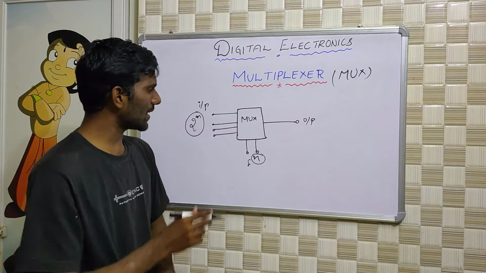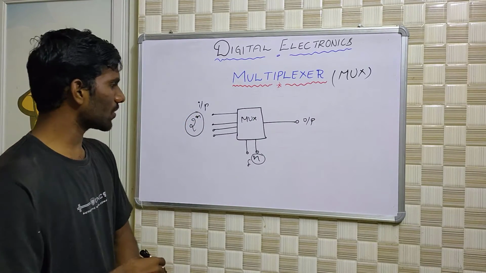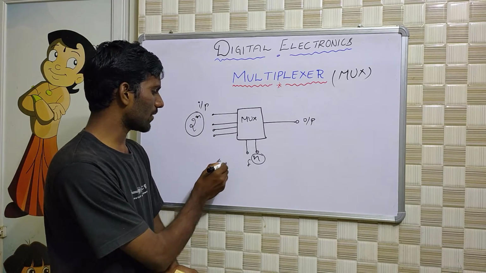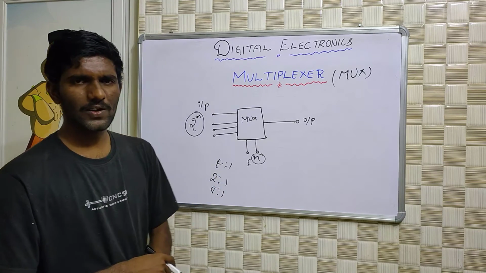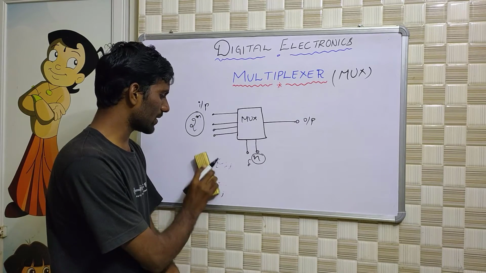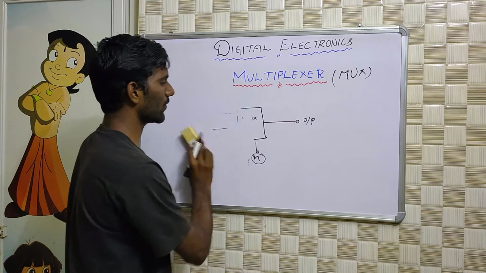Based on the number of selector lines and input lines, we have different types of MUXes called 4 by 1 MUX, 2 by 1 MUX, 8 by 1 MUX. We will see 4 by 1 and 2 by 1, then it will be clear for us. We will see 4 by 1 MUX initially.